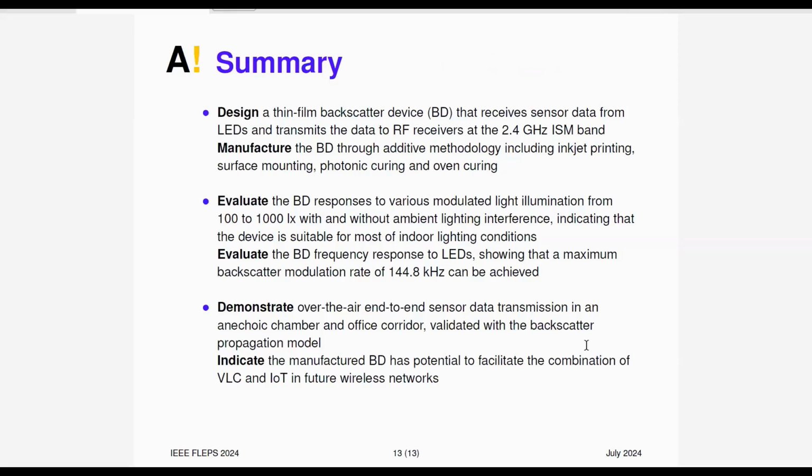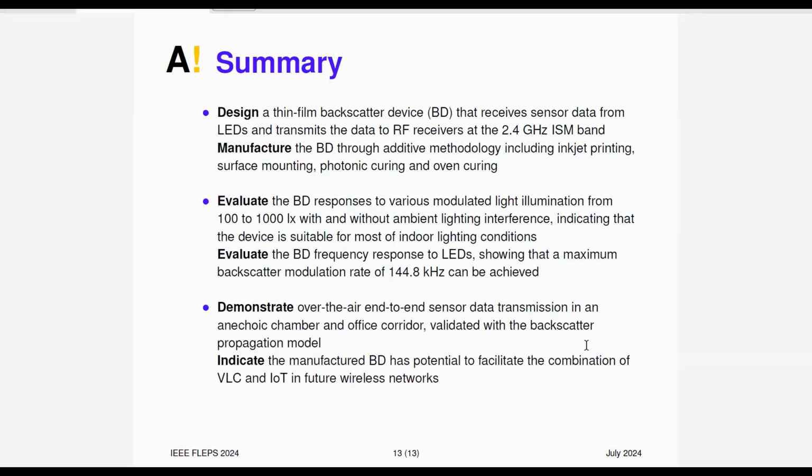In summary, in this work, we designed a thin film backscatter device that receives sensor data through the LEDs, that is, optical wireless channels, and transmits the data to the RF receivers. So we build a bridge between VLC and RF communications. We manufacture this backscatter device through a simple low-cost additive manufacturing method, and we evaluate the backscatter device response to the modulated light illumination.